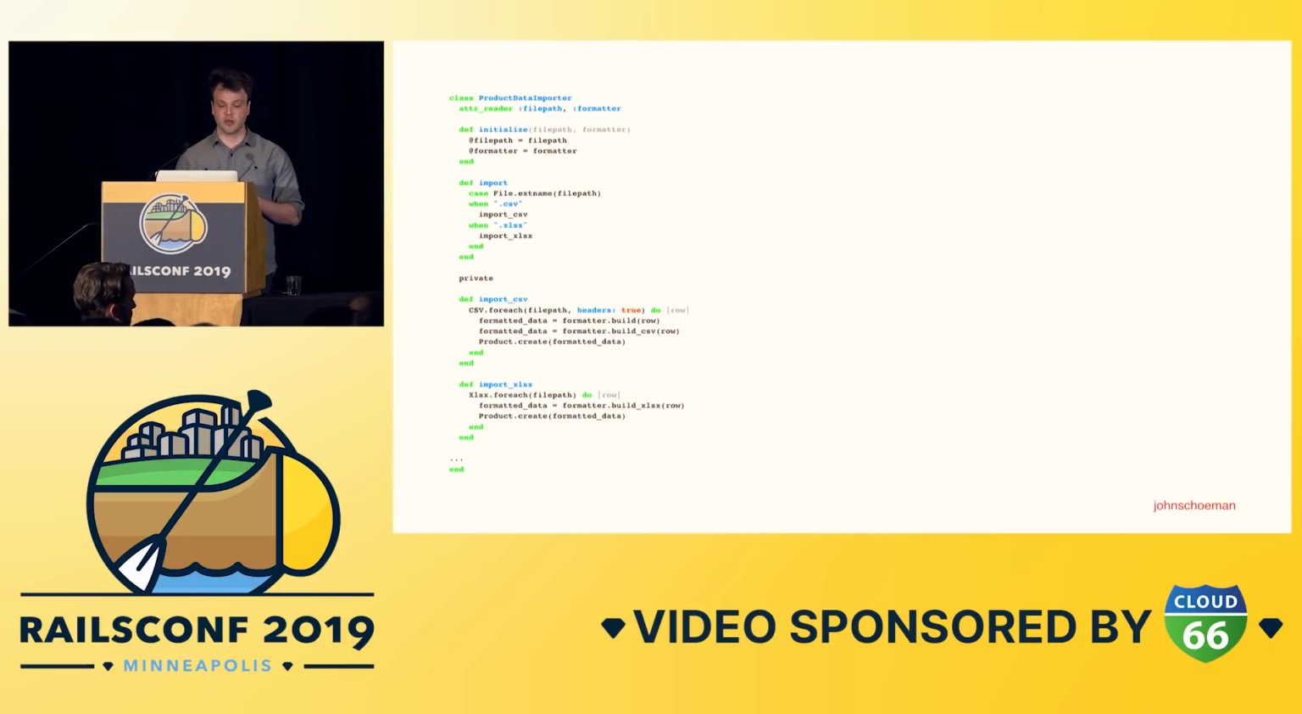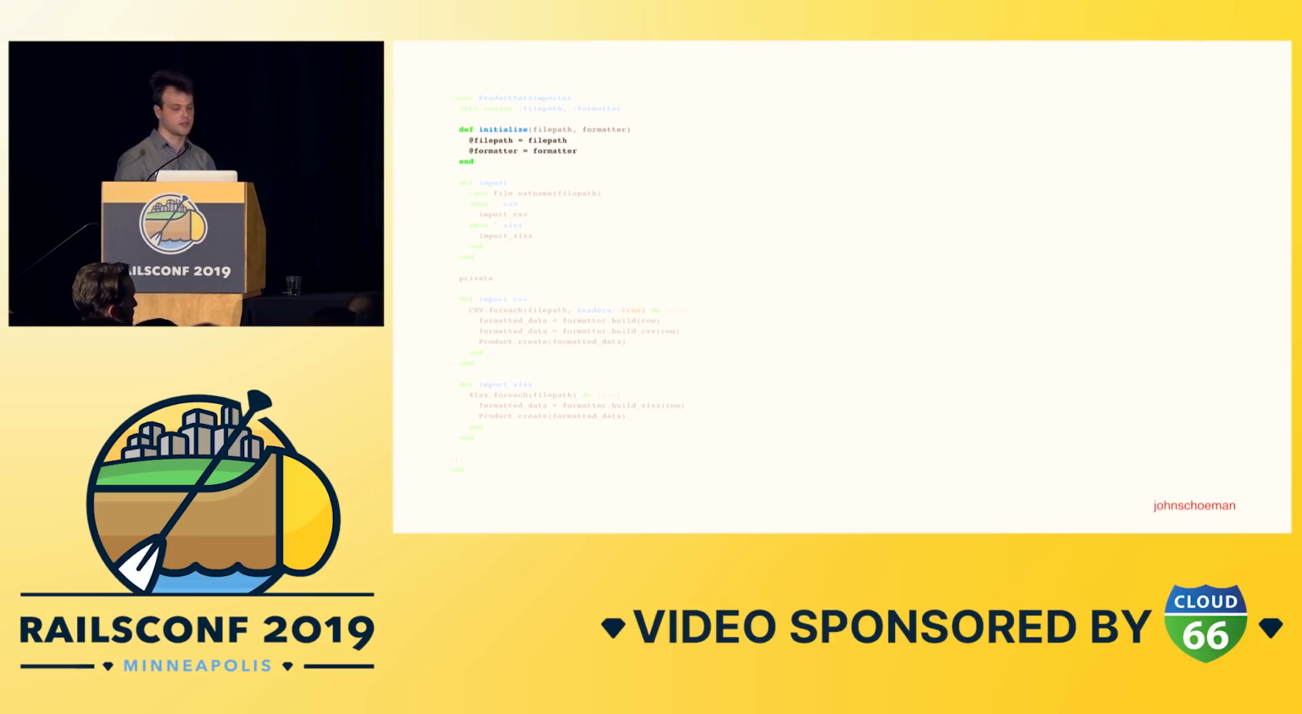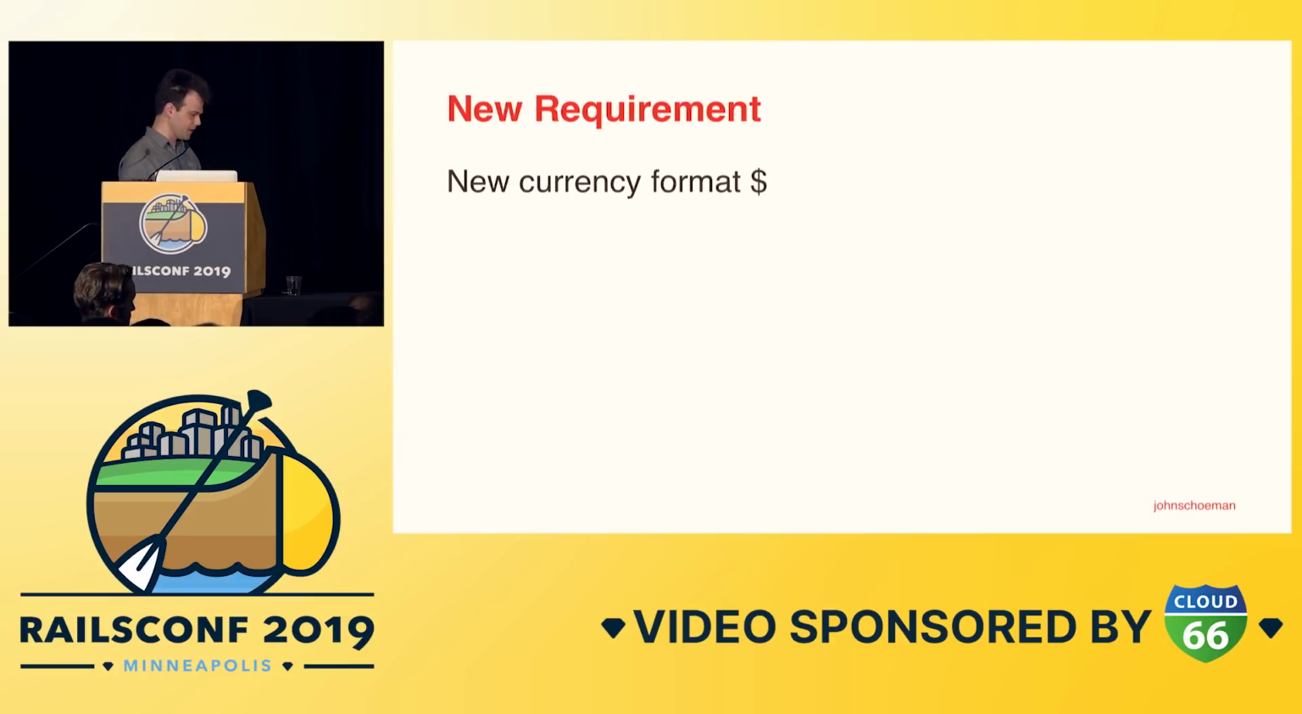We'll just case on the file extension, then we'll import whatever type we need to. The thing to notice here is that the initializer, we're now composing with the formatter, so we can swap that out later for other formats if we need to down the line. And that feels good. Cool. So we get that shipped.